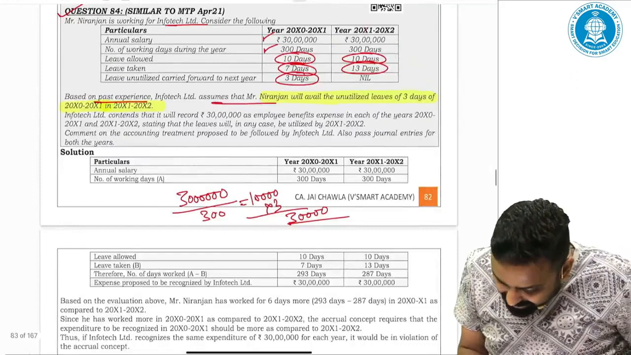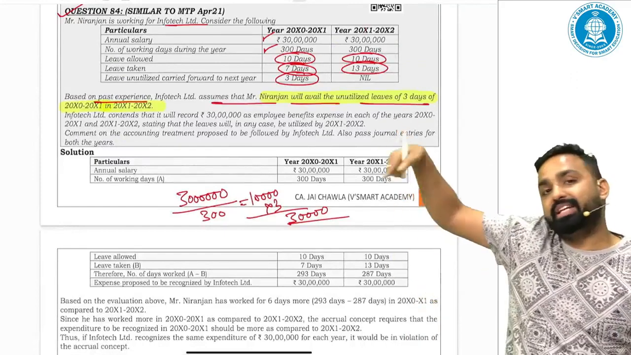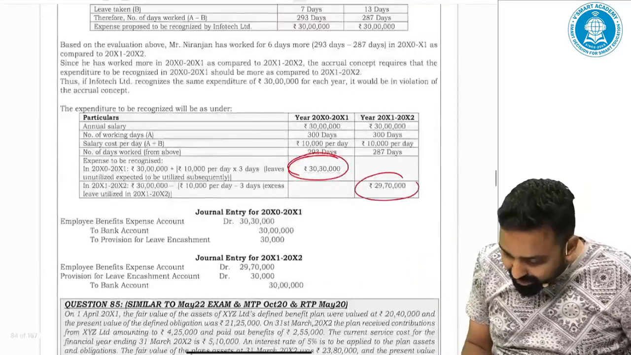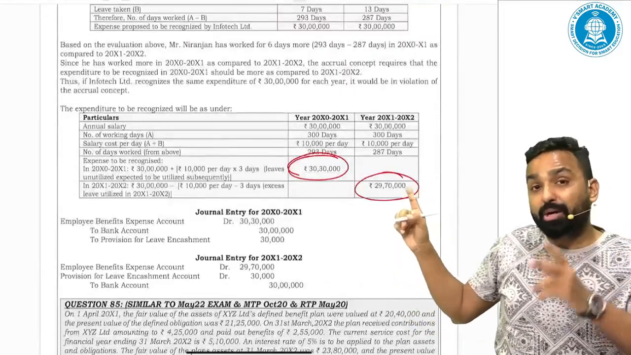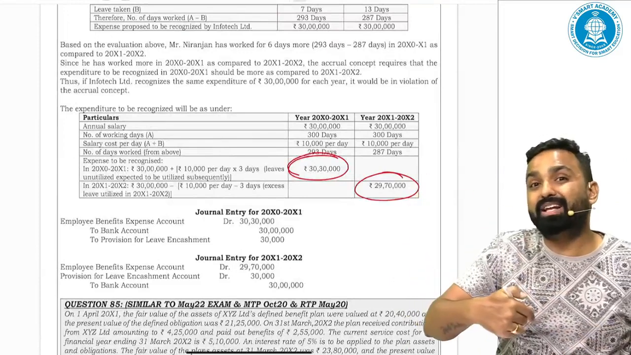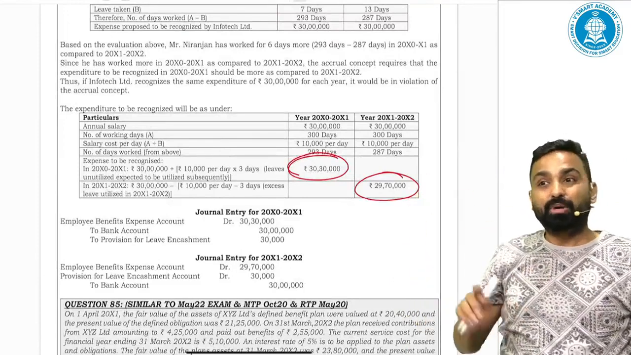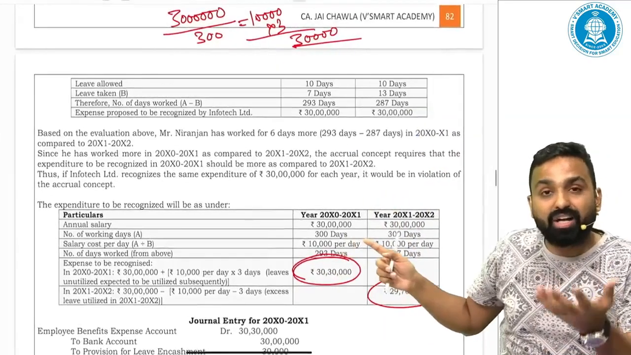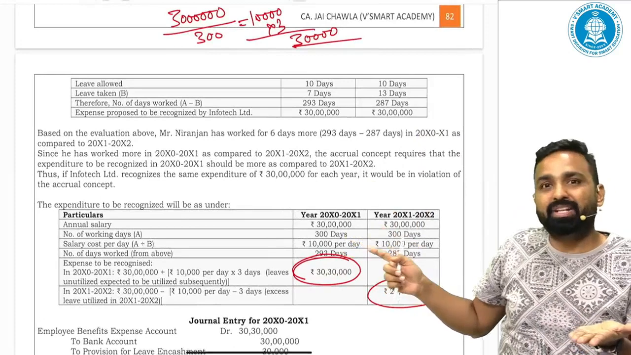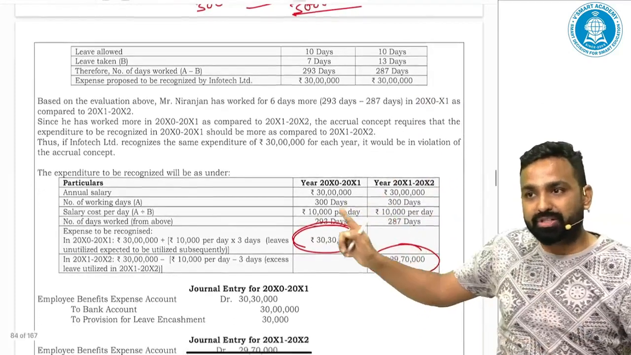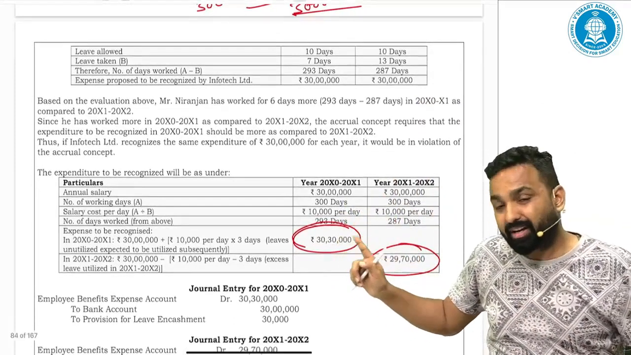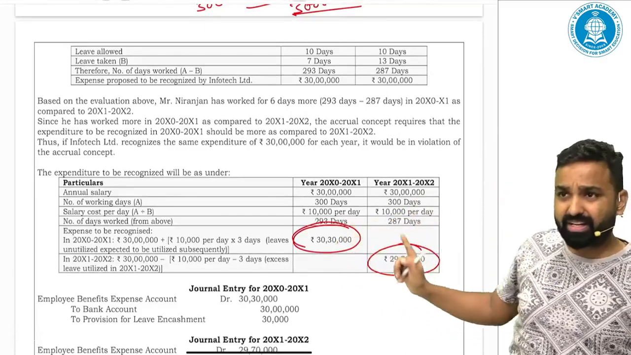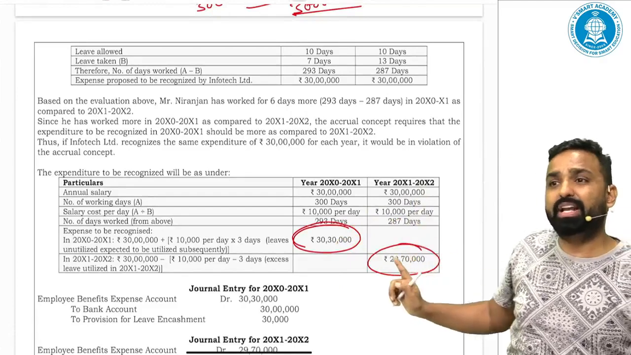Now, it is written that Niranjan will avail all 3 unutilized leaves in the next year. So in the next year, yes, it happened. And I have to book just 29,70,000 in the next year only, because in the next year, Niranjan gave me lesser services. Niranjan took 3 days of leave in the next year. So technically, in the first year, I got higher services from Niranjan as compared to the next year. So in the first year, my expense should be higher as compared to the next year, and in the next year I will recognize only 29,70,000.